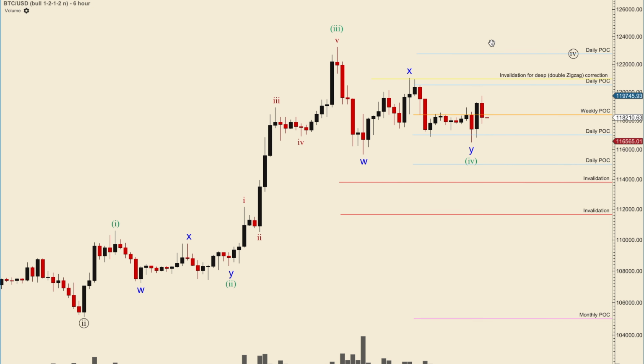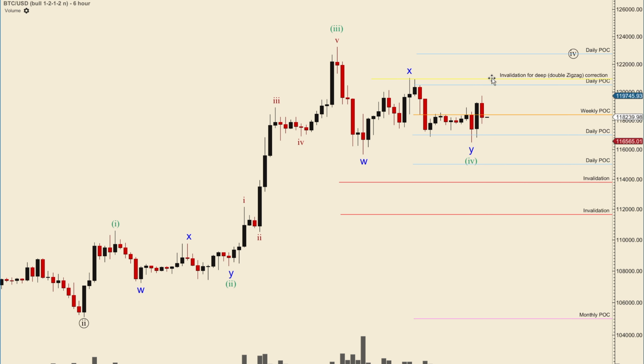But basically all these, and this one, also I forgot to mention that this one has the exact same count. It's just that we have a finished WXY. But this one has a bit lower probabilities, because if we finish wave Y here, this counts better as a double zigzag. And in a double zigzag, if we don't take out W here, it's not really probable that this structure is finished.